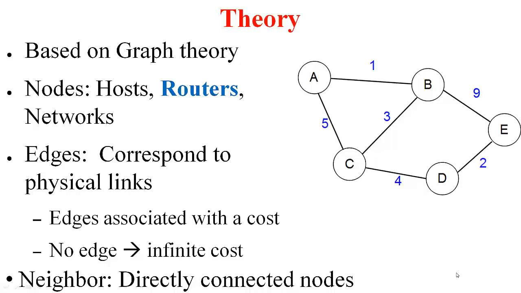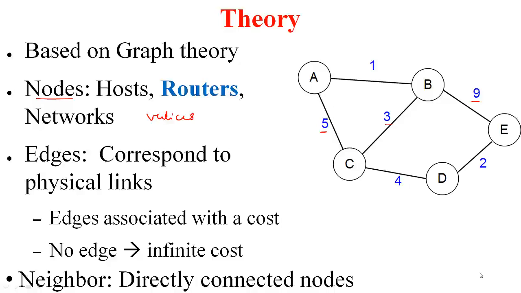Routing depends heavily on graph theory. Here is a graph. This graph has what are called nodes and edges between the nodes. These nodes are also called vertices. And an edge is often associated with a cost that is represented here. And if there is no edge between two nodes, like there is no edge between A and E, one can view it as an edge with infinite cost.